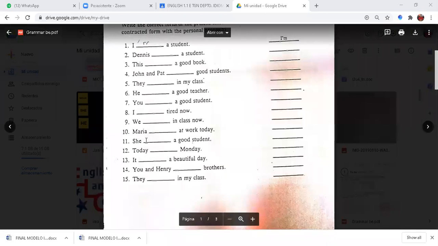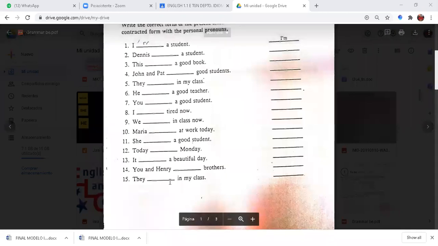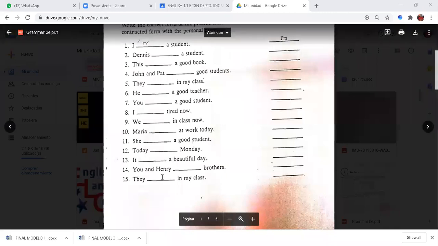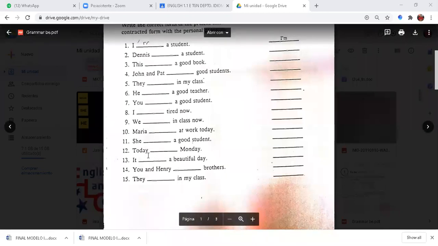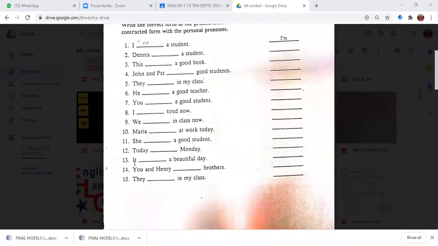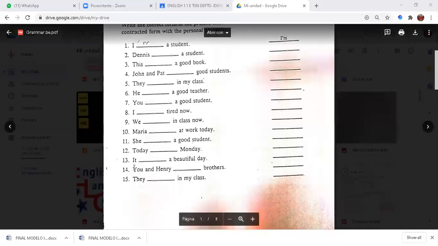Number 11, please. She is a good student. Number 12. Today is Monday. Yes. Today's contraction. Monday. Today's Monday. Yes. Number 13. It's a beautiful day. 14.